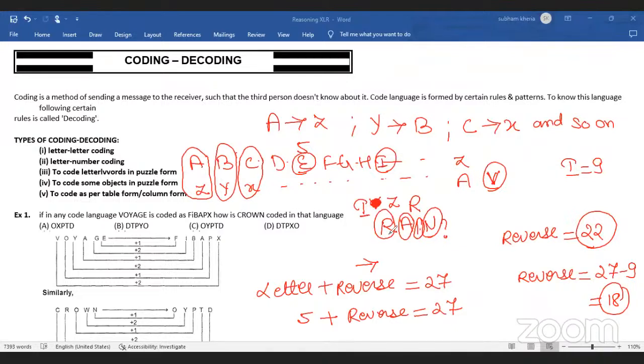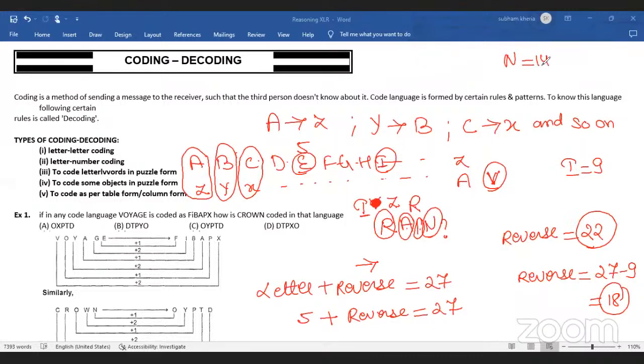R was 18, right? R was 18. So 18 plus 9 is 27. The letter is 5. This was for E. If you are taking E, then the reverse value is V. If you're taking R, the reverse value will be 9. That is I. So R will be coded as I. A will be coded as Z. I will again be coded as R, and N, the number for N is 14.